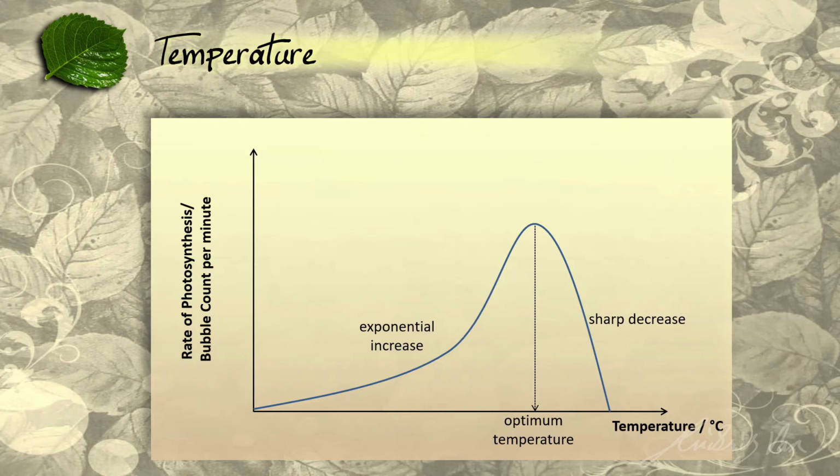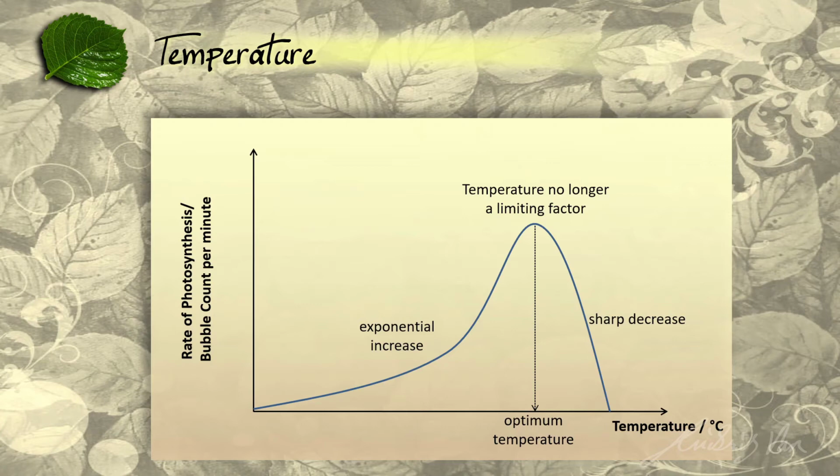At the optimum temperature, temperature will no longer be a limiting factor since a further increase in temperature will not cause the reaction to go even further. In fact, the rate of photosynthesis will decrease when we increase the temperature. So since temperature is no longer a limiting factor, other factors such as light intensity as well as carbon dioxide concentration are the limiting factors.